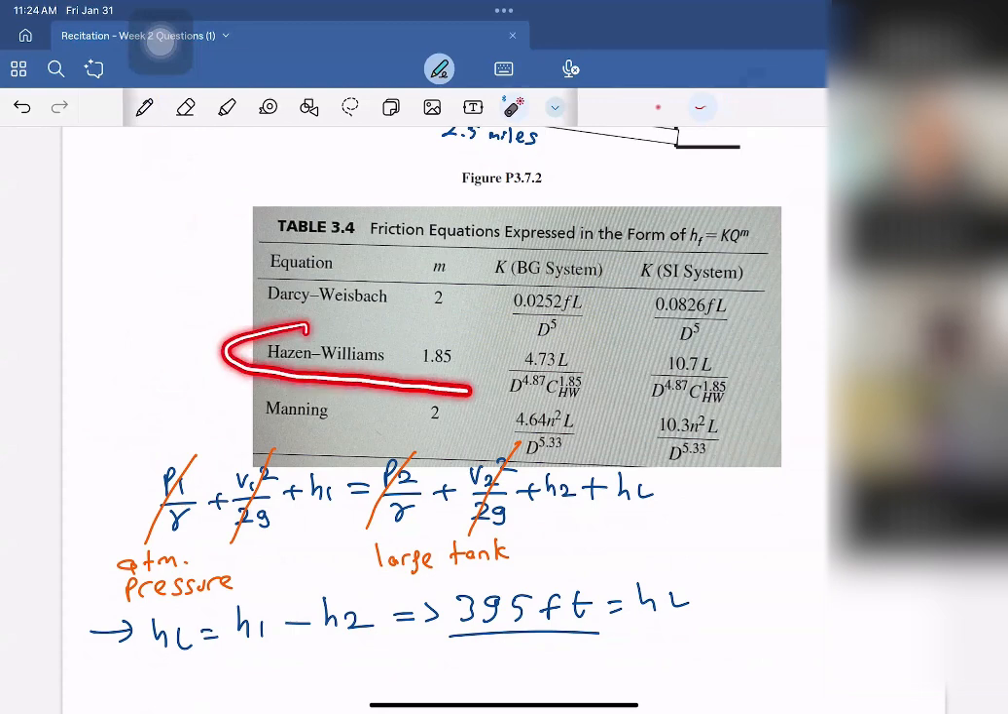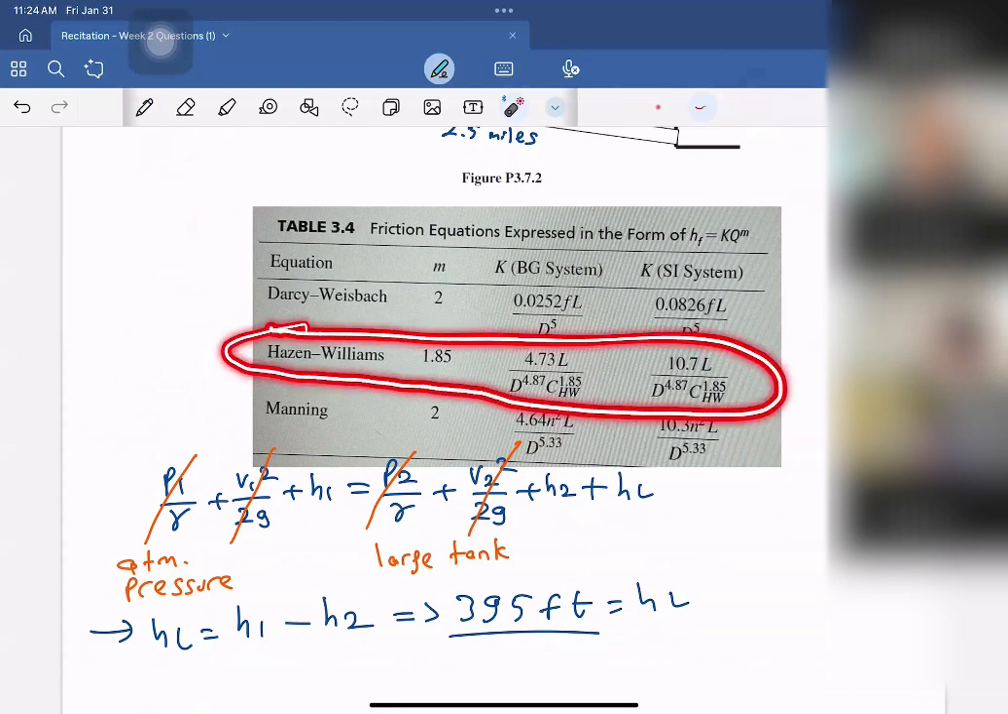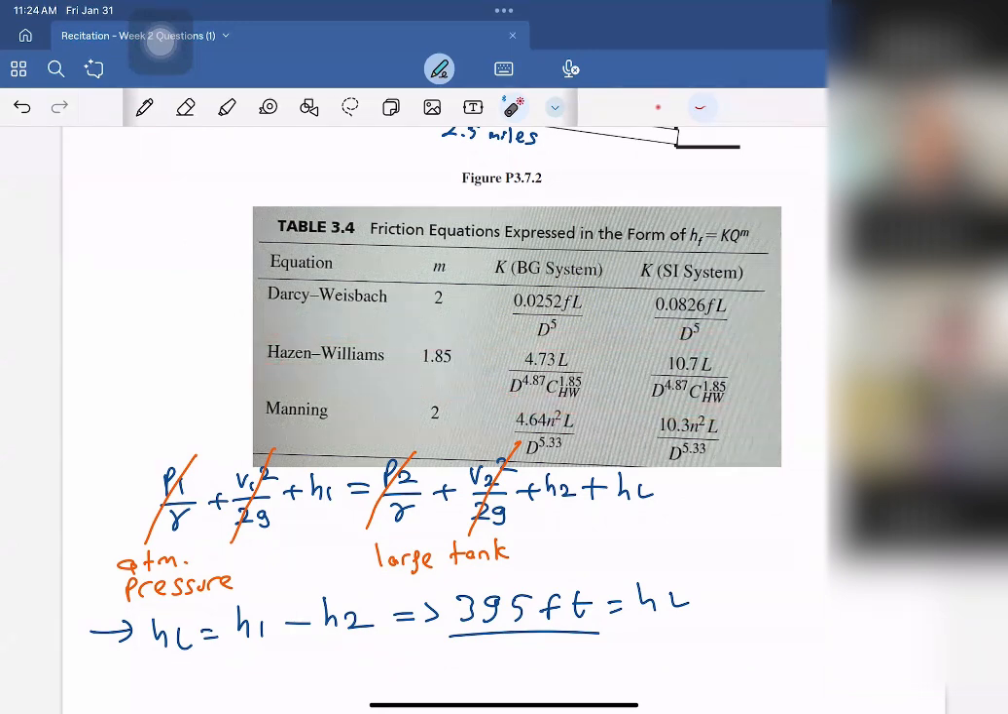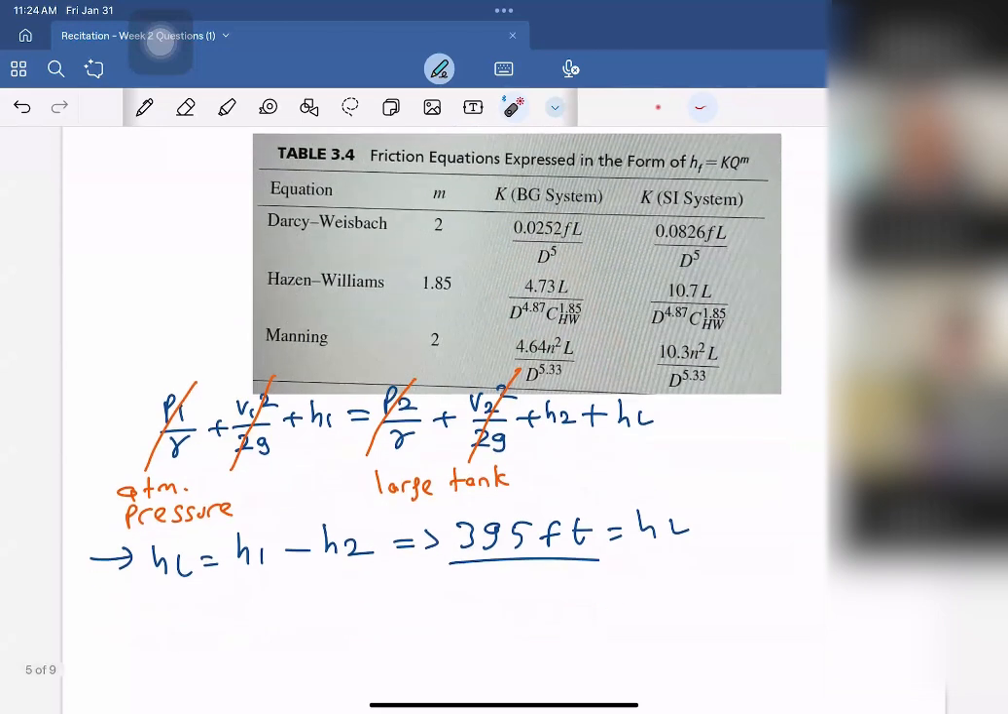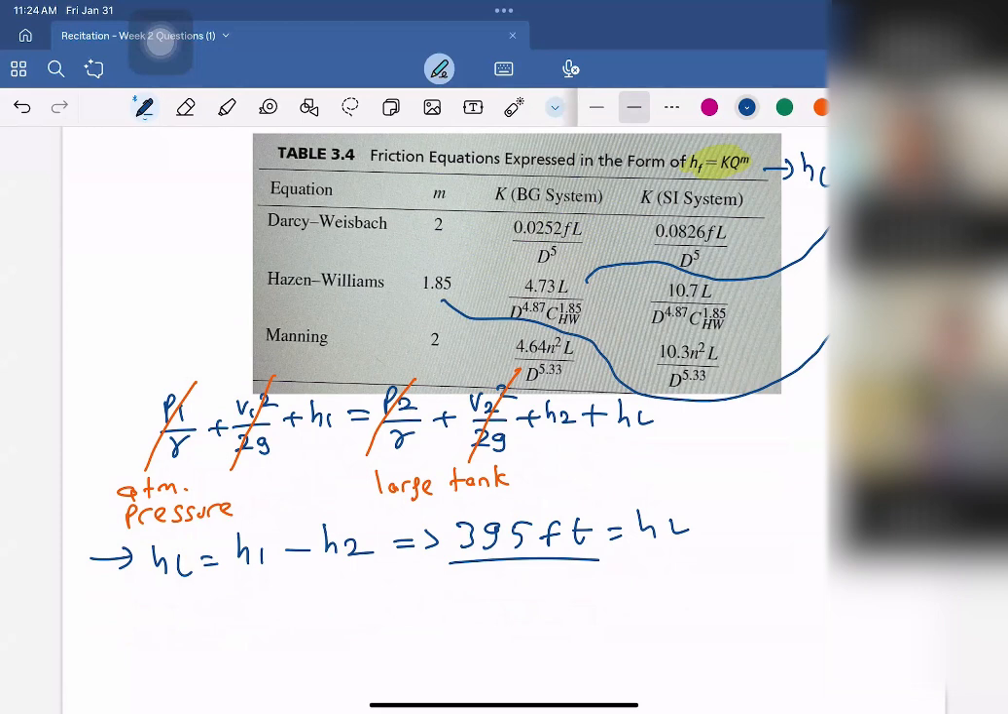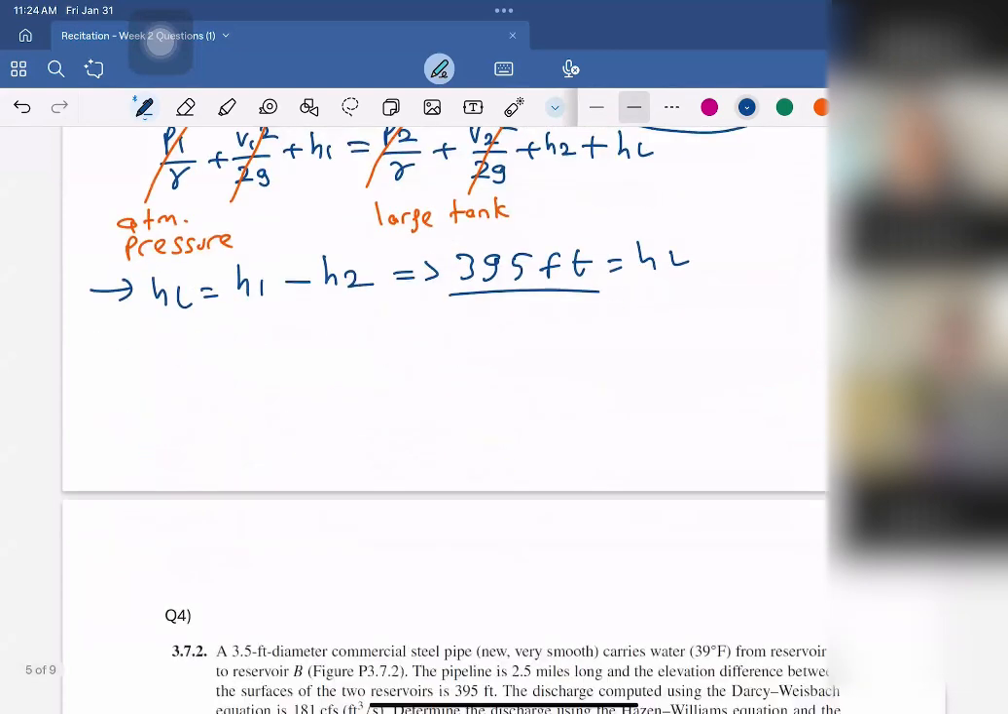So we are going to use this equation. And since we are using this unit, we will stick with this equation. And here you can see head loss. Head loss is equal to K times Q over M. So K will be coming from here, M will be coming from here, and we already have head loss. So we can calculate discharge easily.